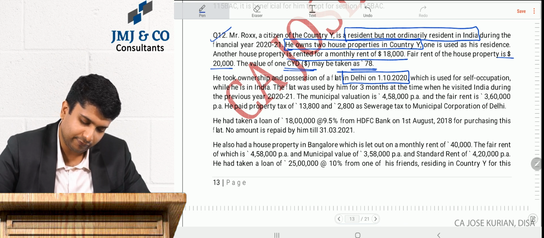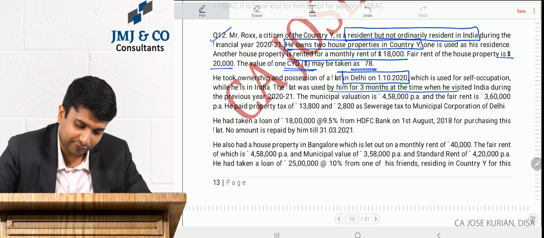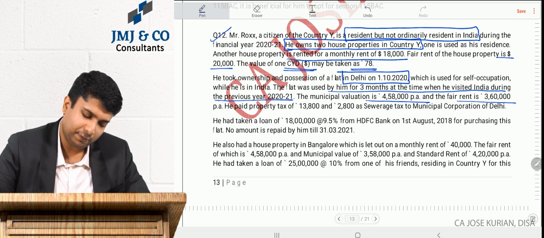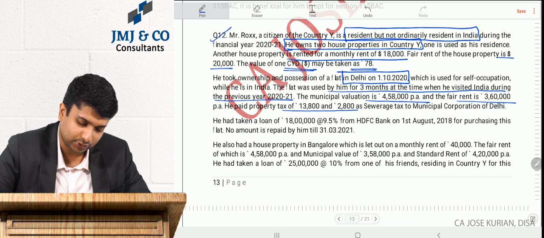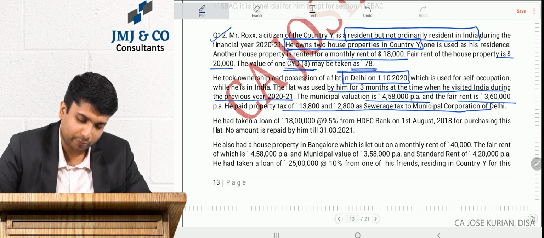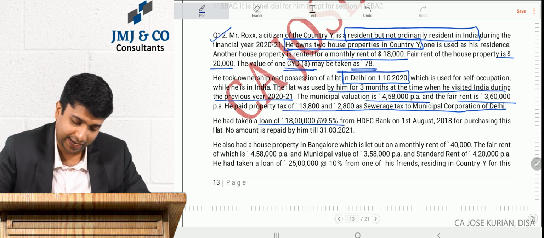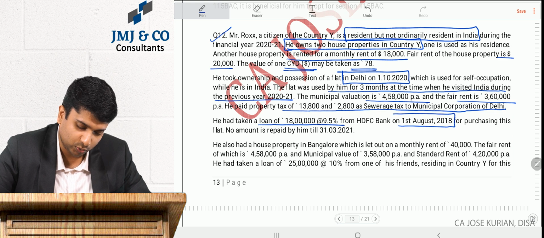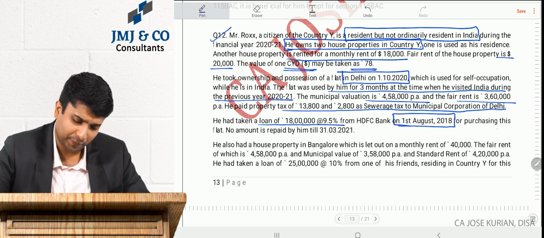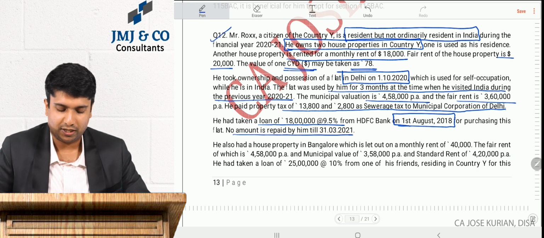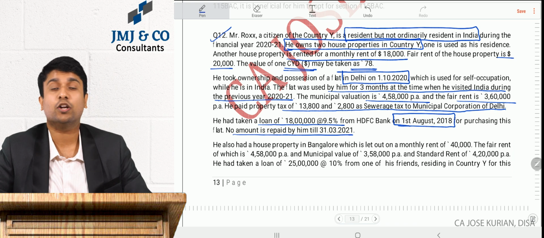So the flat was used by him for 3 months at the time when he visited India during the previous year 2021. The municipal valuation of that particular flat is 4,58,000 per annum, and the fair rent is also given, 3,60,000 per annum. He paid a property tax of 13,800 and 2,800 as sewerage taxes to the Municipal Corporation of Delhi. So he had taken a loan of 18 lakh at 9.5% from HDFC Bank on 1st August 2018 for purchasing this flat. No amount is repaid by him till 31st March 2021.